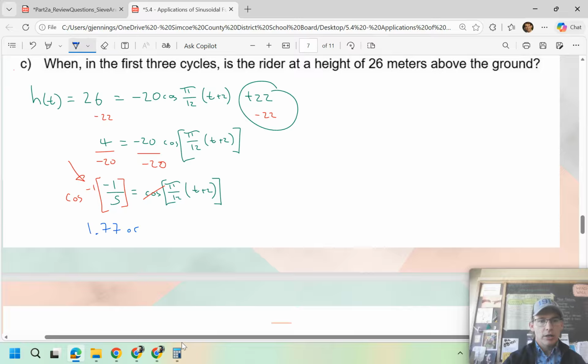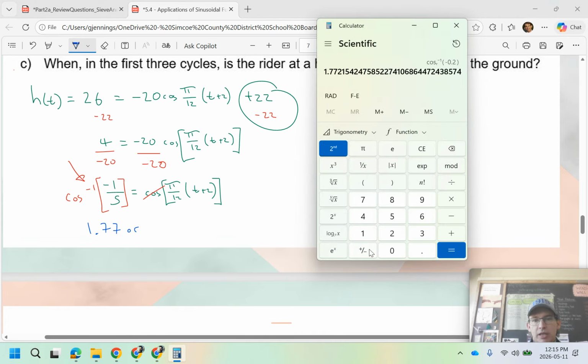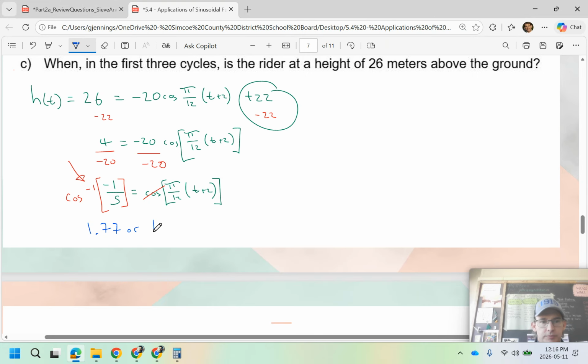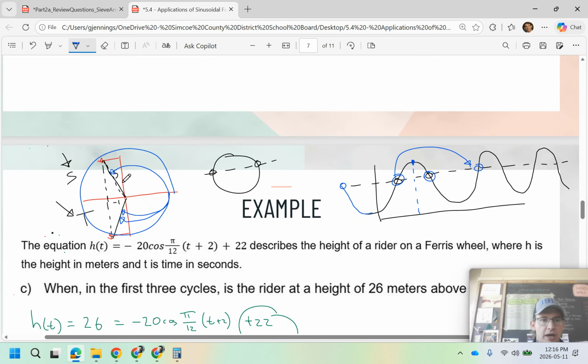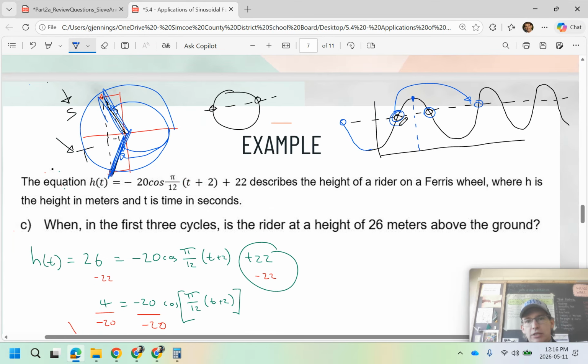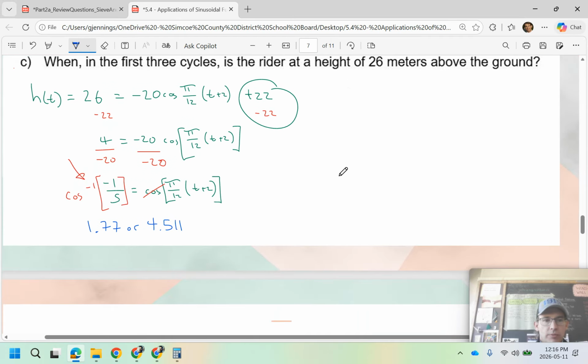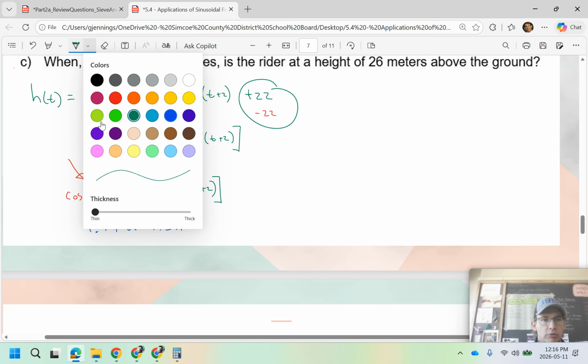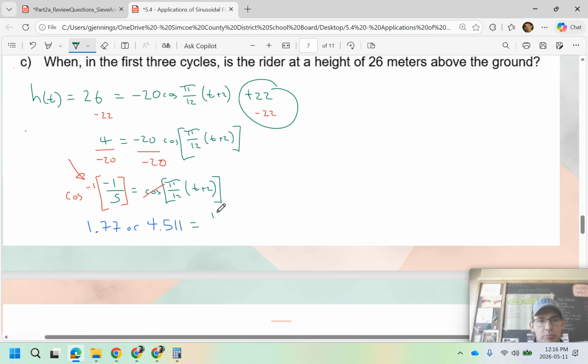Okay, so here, when I do this, what I find is that this is 1.77, or, and then we're going to do this. Let's just flip its sign. So we have this negative 1.77, and we're going to add 2 times pi, and then that gives us 4.511. So what we've done there is found this angle and that angle. Cool. Which is to say, these two solutions. Now, that is all equal to, let's go back to green because for some reason I'm in blue, pi by 12 times t plus 2.